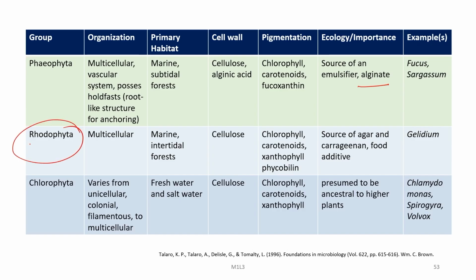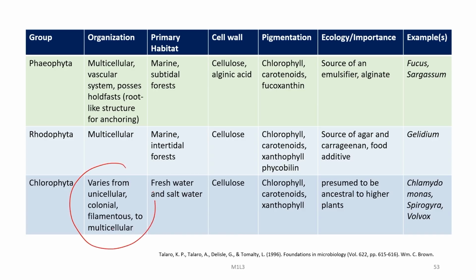And then we have Rhodophyta. They are multicellular, found in marine intertidal forests. Cell walls include cellulose, and they have chlorophyll, carotenoids, xanthophyll and phycobilin. They are a source of agar and carrageenan and other food additives. Examples include Gelidium.